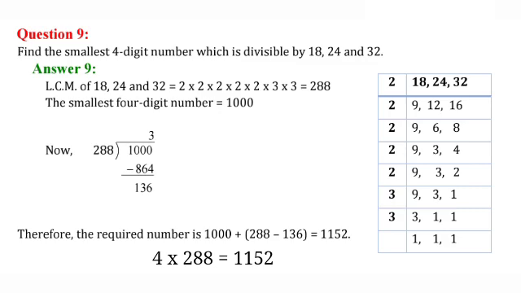Ninth question: find the smallest 4-digit number which is divisible by 18, 24 and 32. Now we have to find the LCM of these 3 numbers. LCM is 288. Now, the smallest 4-digit number is 1000. When we divide 1000 by 288, 3 times we get 864. Therefore, the remainder is 136. The fourth time when we try, 4 into 288 is equal to 1152.